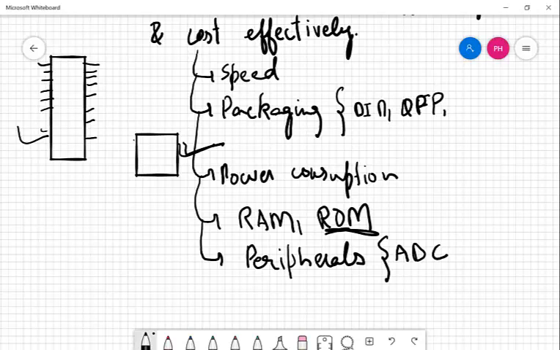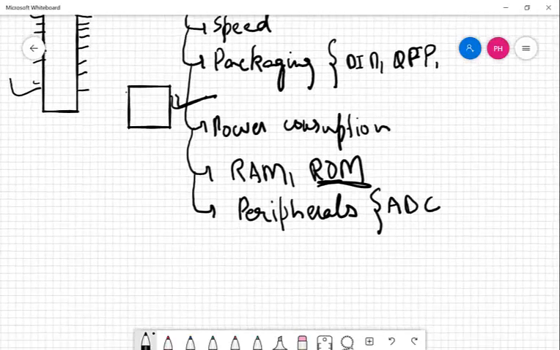So I will always prefer that in cases where I need ADCs, because in most cases the data is coming from the analog world, like the pressure readings, like the temperature readings we get. They are all analog in nature. So if we need an ADC, we'll always choose a microcontroller which has an inbuilt ADC. There may be other peripherals also.